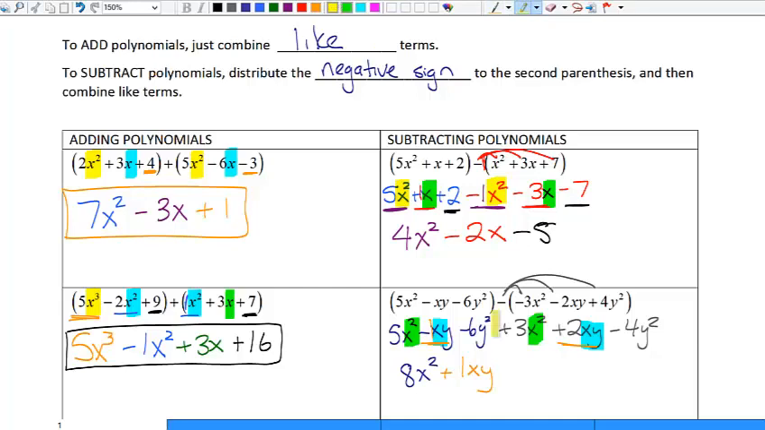And then the last one, I have a y squared I'm looking for. So I have two terms with y squared in it. And then I add those two together. Negative 6y squared minus 4y squared. I take negative 6 and negative 4 and add them together to get negative 10. And then I keep the y squared the same. So that is adding and subtracting polynomials.